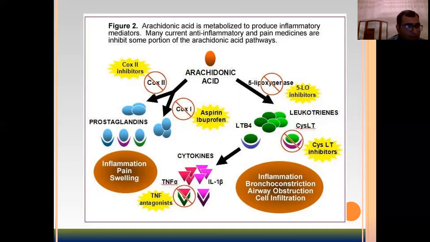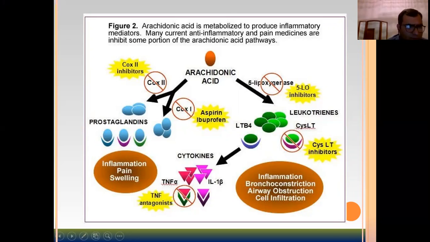I told that phospholipid, with the help of phospholipase A2, is converted to arachidonic acid, and lysophosphatide, PAF. And then this arachidonic acid goes through two processes. One is the cyclooxygenase pathway and another is the lipoxygenase pathway.